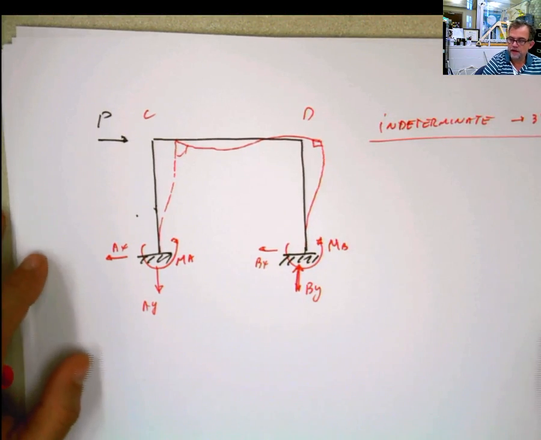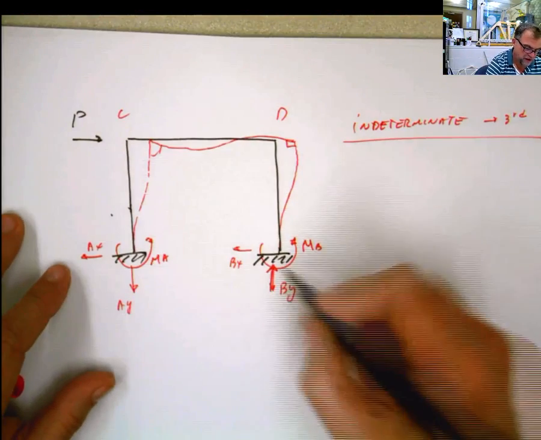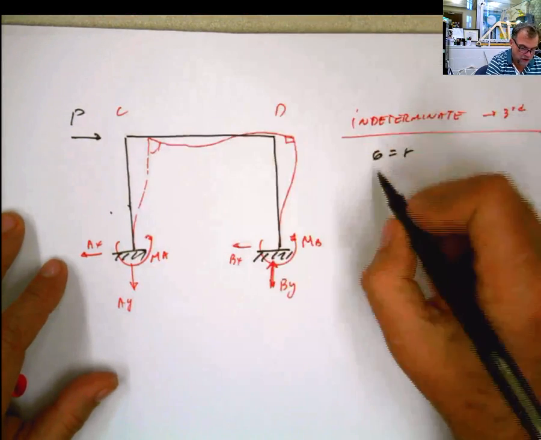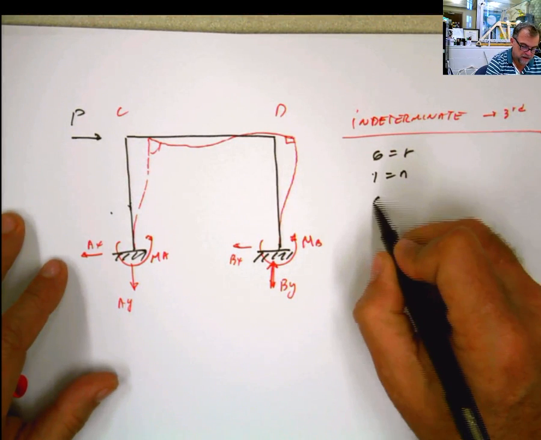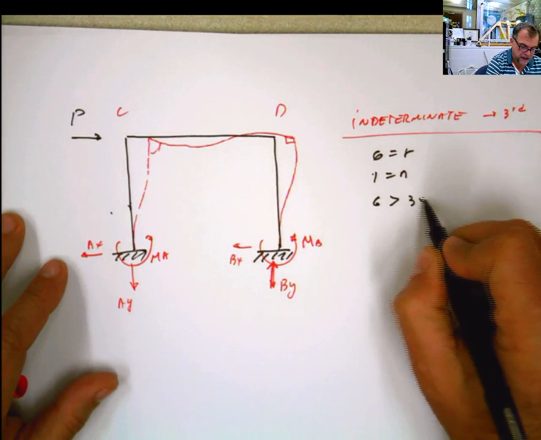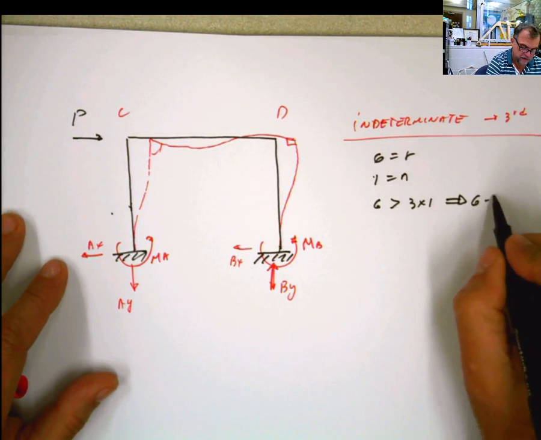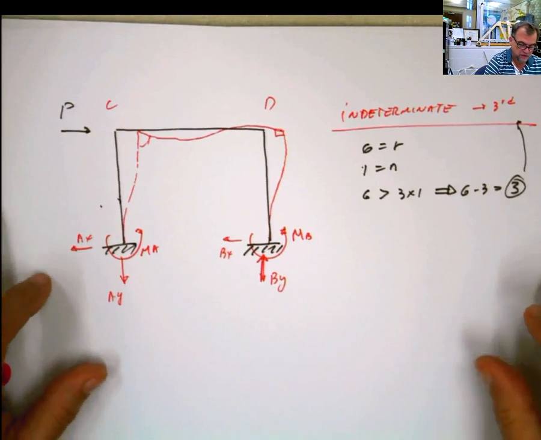If you want to apply the same thing that we did before, then you have 1, 2, 3, 4, 5, 6. R equals 6. One body only, N equals 1. 6 is bigger than 3 times 1 by an amount of 6 minus 3 equals 3. That means that it is indeterminate of third degree. That's what we did before.